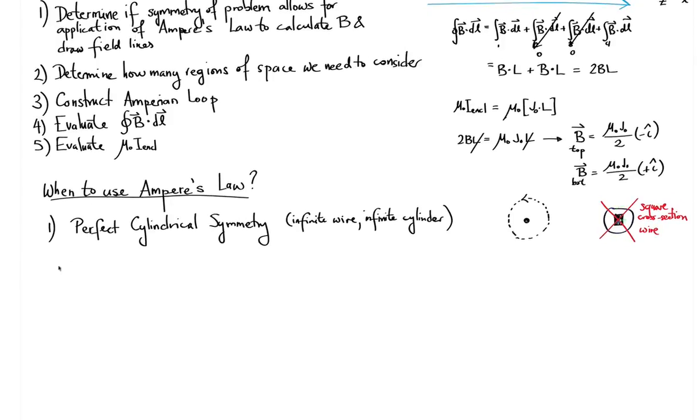We have, again, the infinite sheet of current that I just talked about above. And then another thing we'll encounter is an infinite solenoid.